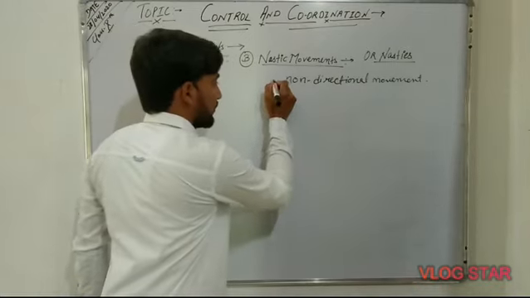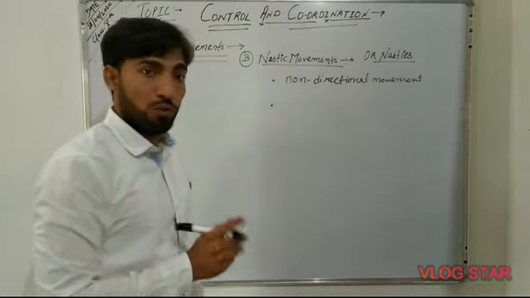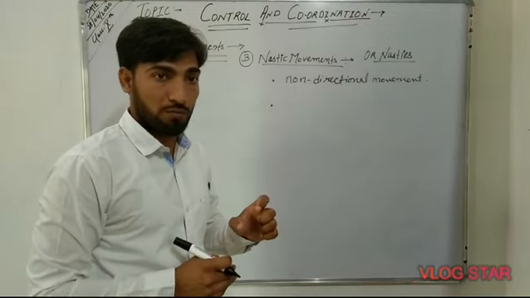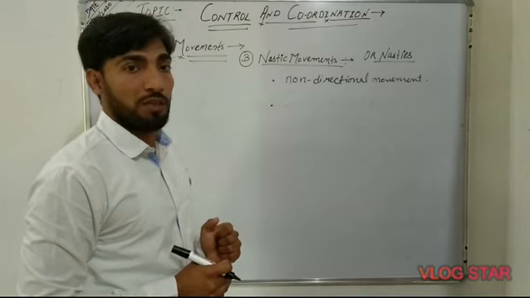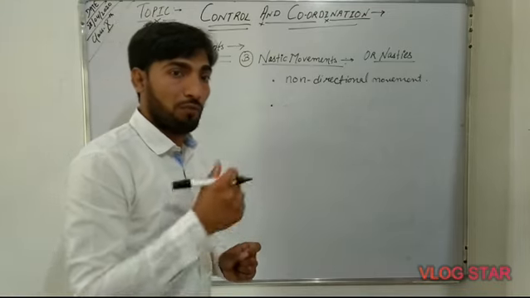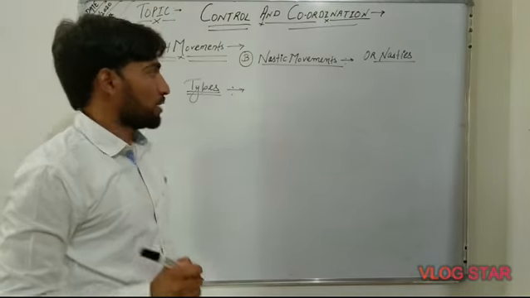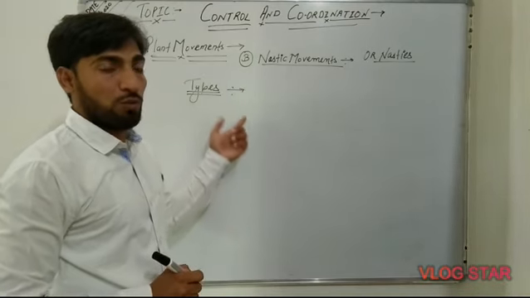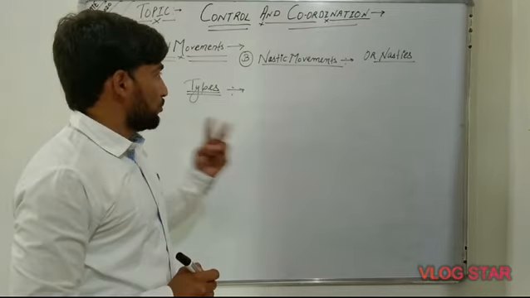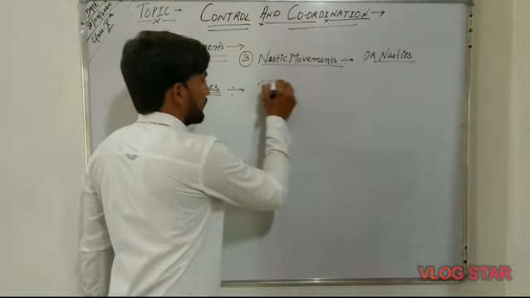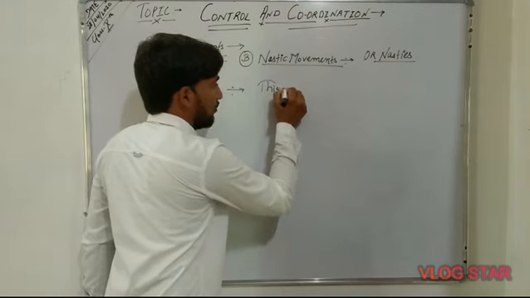That means they will neither move towards the stimulus nor move away from the stimulus. And these non-directional movements are usually shown by the flat organs of the plants. Now come to the types of nastic movements. On the basis of stimulus, we have two types of nastic movements. The first is known as thigmonasty.